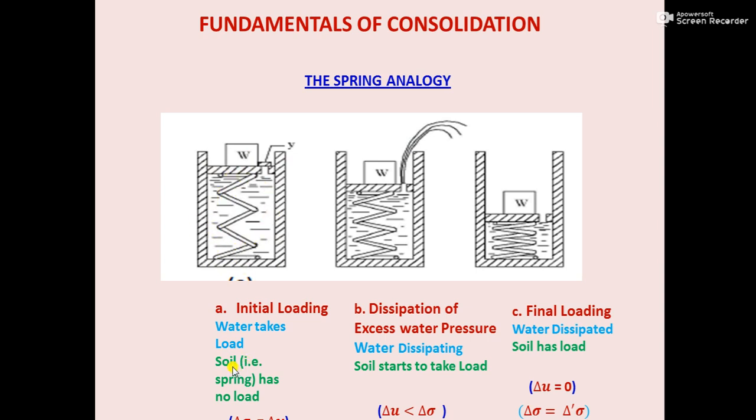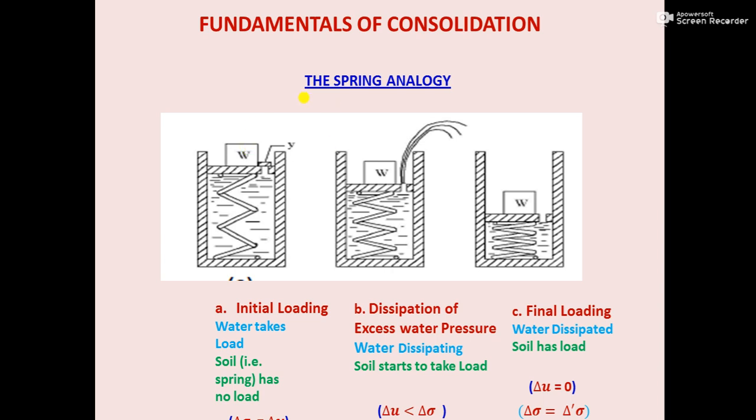So what is the soil in this case? Soil in this case is the spring. In the spring analogy, the soil is nothing but this spring, because finally the soil will be the one compressing. The water filled in this can is nothing but your pore water. And this W is nothing but your increase in the vertical stress, the delta sigma we are talking about.